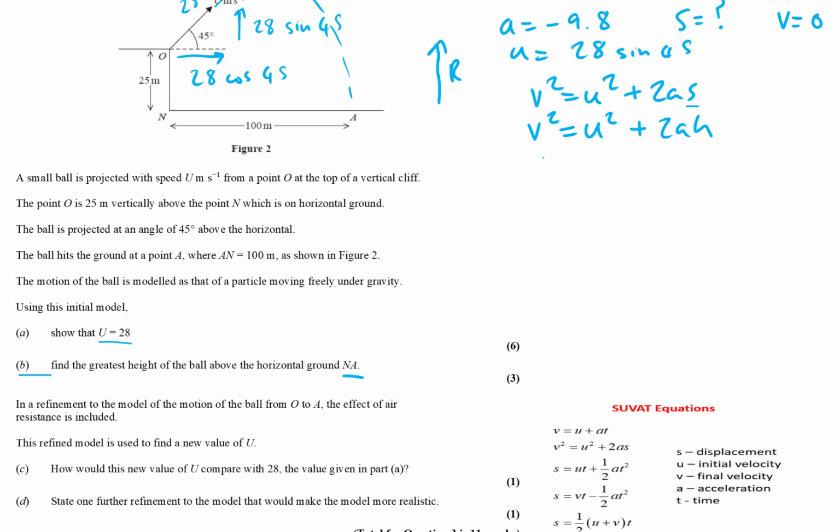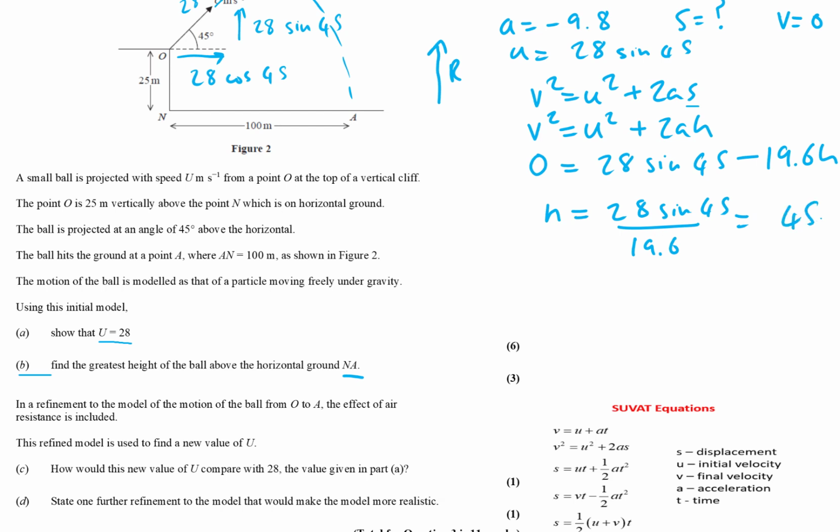So v equals 0, that's important to remember. u equals 28 sine 45. a is minus 9.8, so that's minus 9.8, 19.6 h, and you just solve that, rearrange that to get h equals 28 sine 45 squared divided by 19.6, and you should get 10 meters.